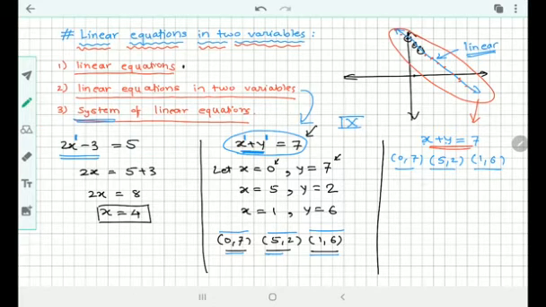So what I will do now, I'll take another equation: x minus y equals 1. Now what do you observe? I don't have one equation. I have two different equations. Now these two equations are called a system of linear equations, or maybe for this particular case, a pair of linear equations in two variables.